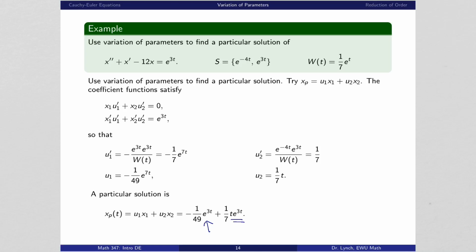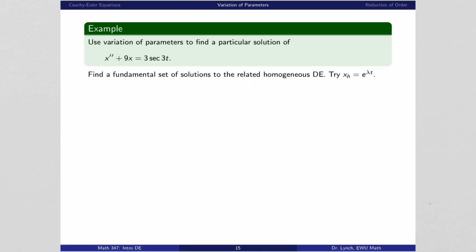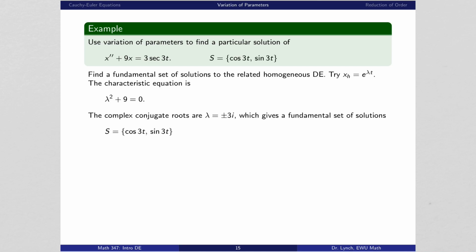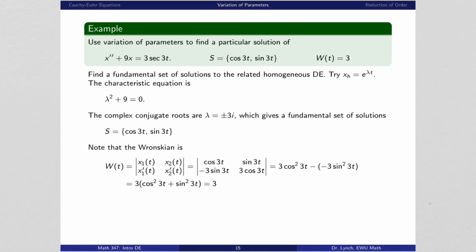Okay, so a second example. Here's a differential equation where the forcing function, the right-hand side, is something we don't know how to deal with, a secant in this case. We'll start off the same way, finding a fundamental set of solutions to the related homogeneous equation, trying x_h equals e to the lambda t, identifying the characteristic equation lambda squared plus 9 equals 0, so that the purely imaginary roots are plus or minus 3i, which gives us a fundamental set of solutions, cosine 3t and sine 3t. Go ahead and quickly identify the Wronskian.